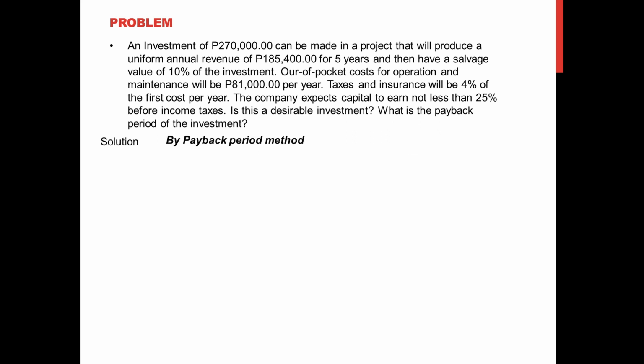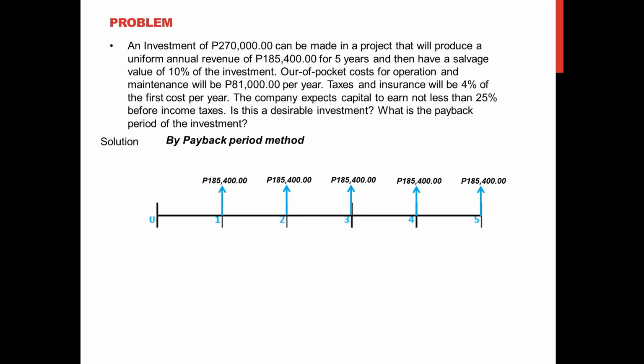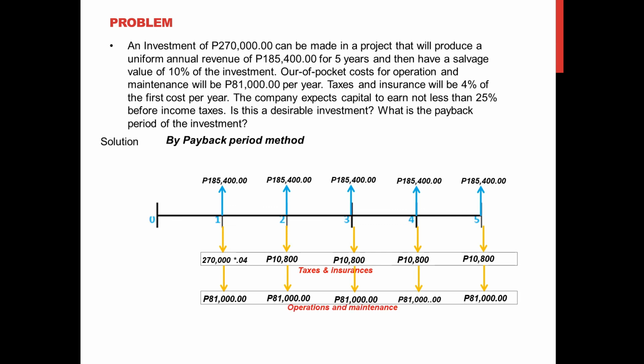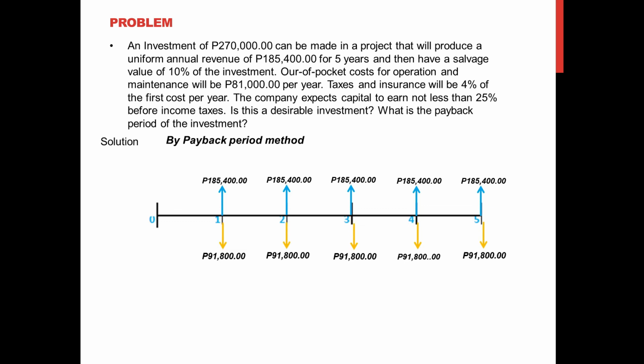So moving on to our last method, the payback period method. Just the same, we reflect that into a cash flow diagram, reflecting first the cash inflow. So these are the annual collection or annual revenues, 185,400, together with the cash outflows, 10,800 derived from the taxes and insurance, which is 4% of the first cost, and the maintenance and operations cost of 81,000 pesos. So we can simplify the cash outflow by getting the sum, and that will be equal to 91,800 pesos.